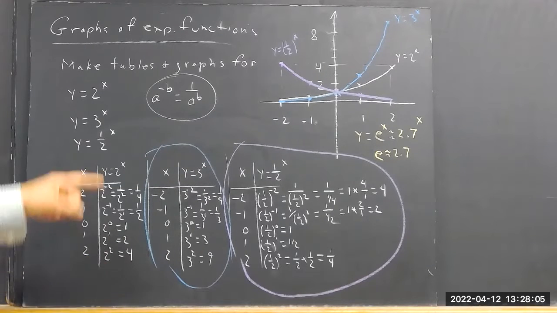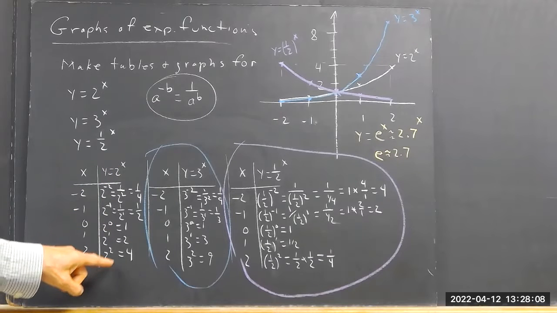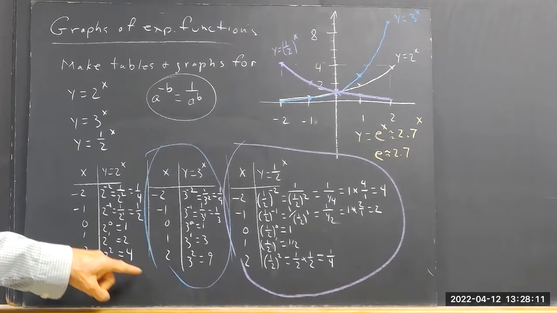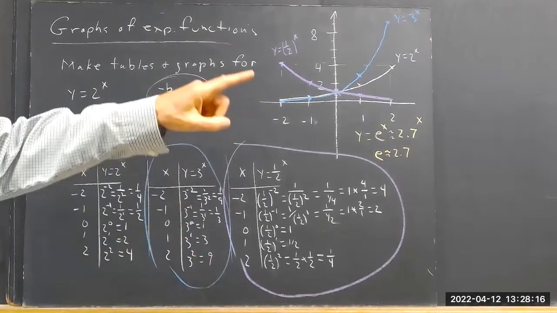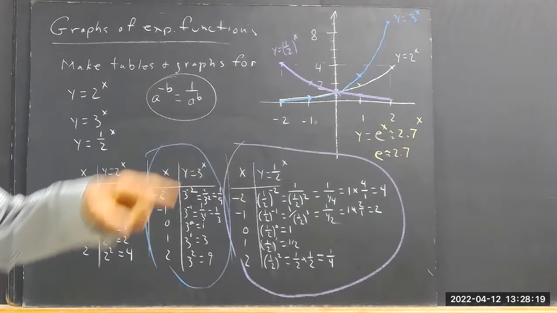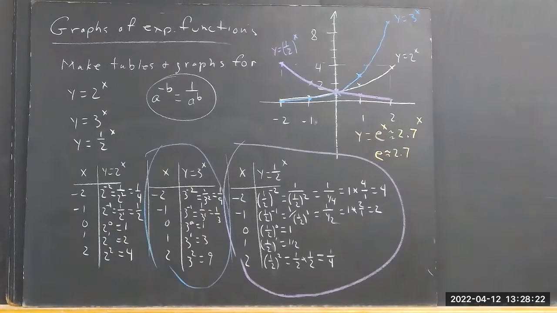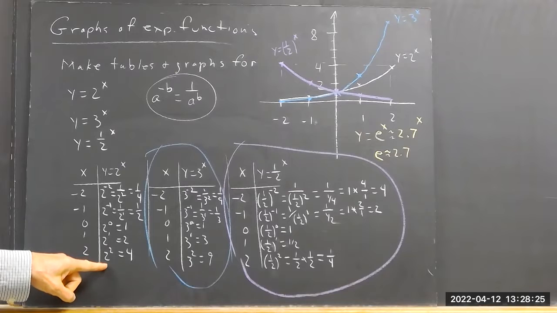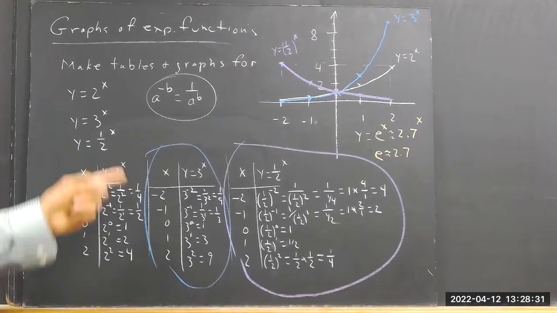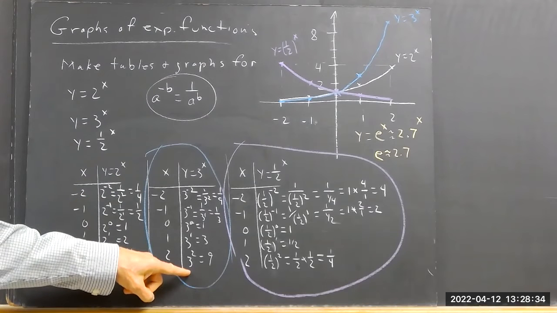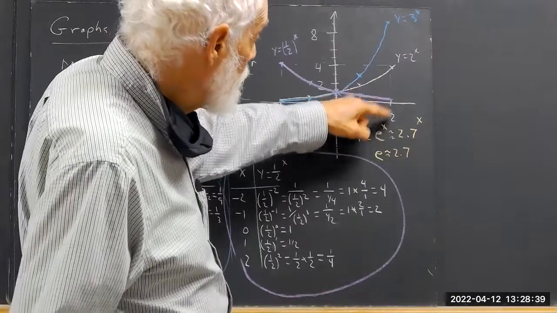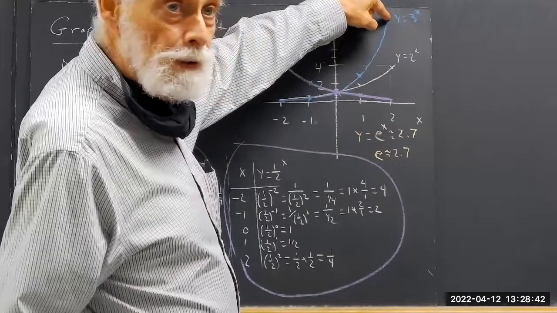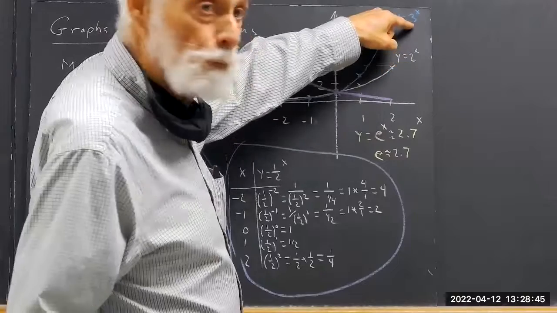Just like if you do the 2 to the x graph, if you plug in x equals 2, you get 2 squared. If you plug in x equals 2 in the 3 to the x function, you get 3 squared. Well, if you plug in 2.7, you're going to get 2.7 squared. And 2.7 is bigger than 2, so 2.7 squared is going to be bigger than 2 squared, bigger than 4, in other words. It's going to be less than 3 squared. So you know that your point on the e to the x graph corresponding to x equals 2 is going to be between here and here, because 2.7 is between 2 and 3.